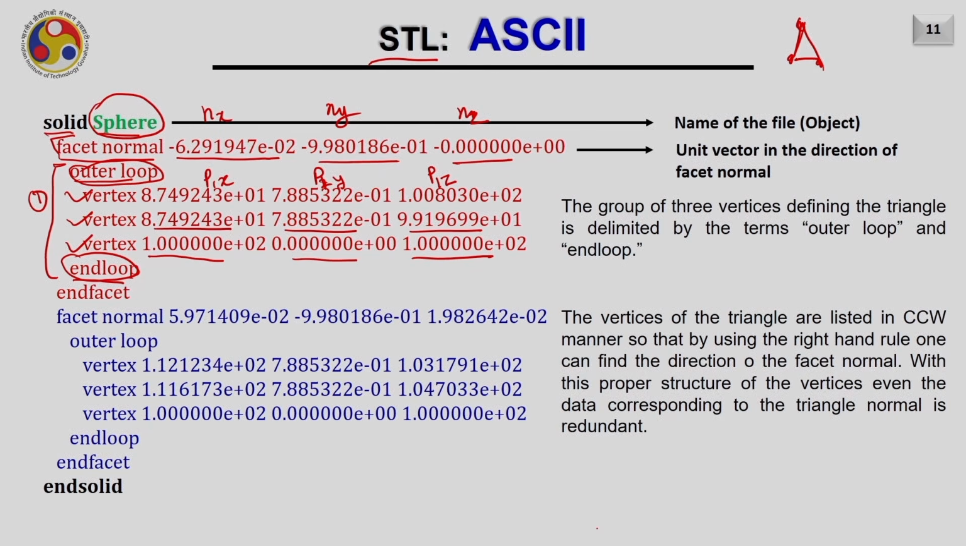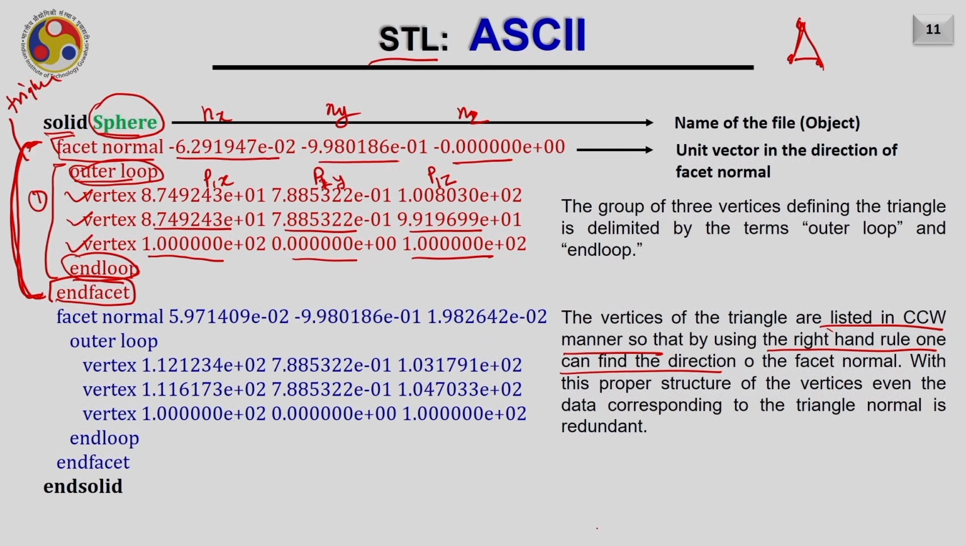Finally, the definition of the facet ends with end facet. So, the whole thing from here to here represents the entire triangle. If there are n triangles, n such loops will be written. The vertices of the triangle are listed in counterclockwise manner, so that by using the right hand rule one can find out the direction of the facet normal.